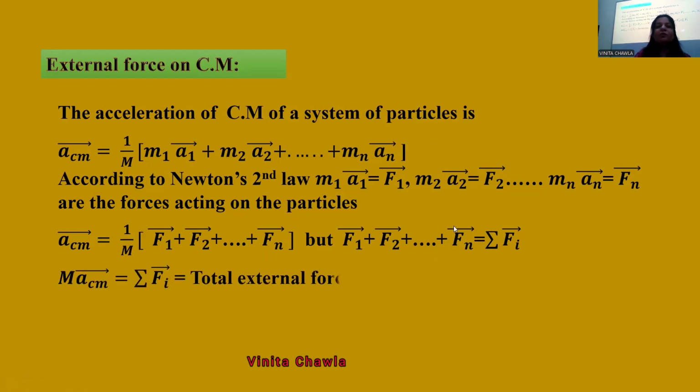Now move this m to the other side, so m a_cm is equal to summation over i of fi, right? This m, look at the cursor movement, has to be moved to the other side, so M a_cm is equal to summation over i of fi, the total external force acting on the system.